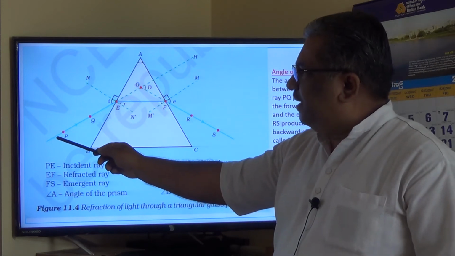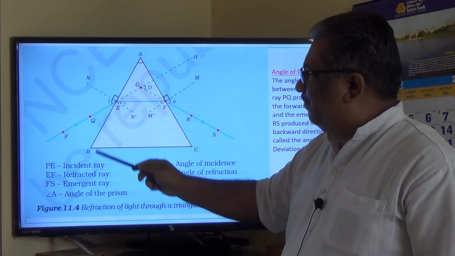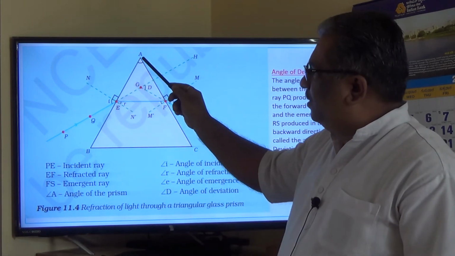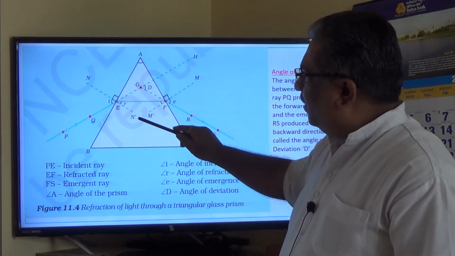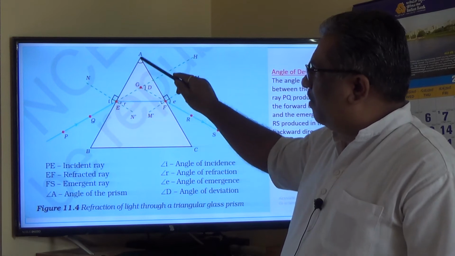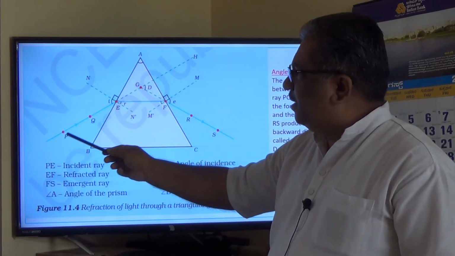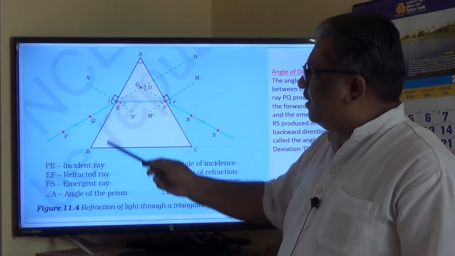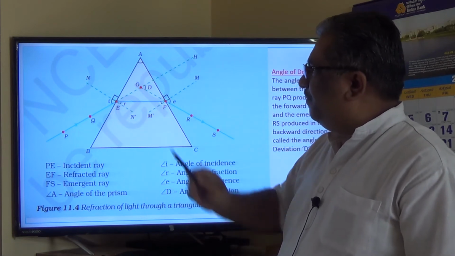See, if a red light is made to be incident at this point on this lateral surface, then first let us draw a normal to the refracting surface AB. So this is the normal here. The normal is perpendicular to the lateral face AB. The angle made by the incident ray with the normal is called the angle of incidence, which is here. This is the angle of incidence.